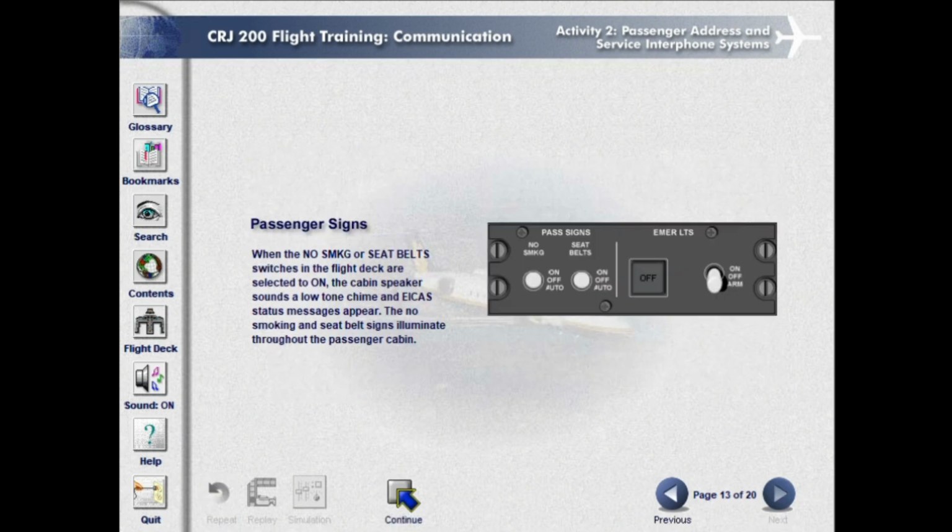Passenger signs. When the no smoking or seatbelt switches in the flight deck are selected to on, the cabin speaker sounds a low-tone chime and ICAS status messages appear. The no smoking and seatbelt signs illuminate throughout the passenger cabin.